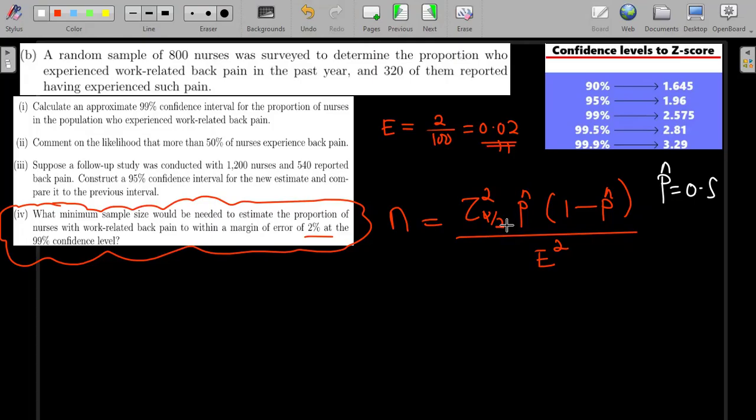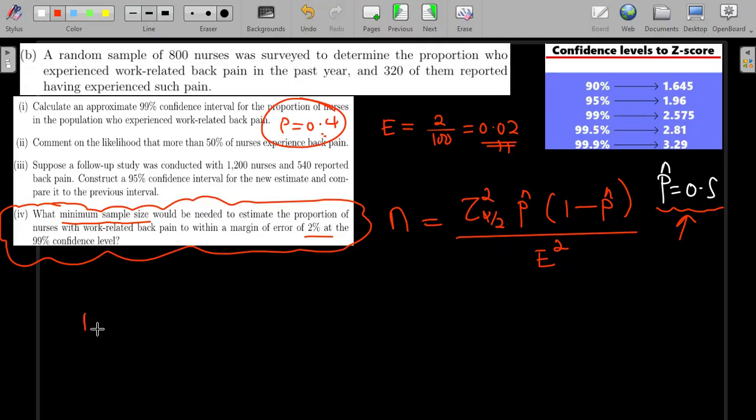So let's find it. Here they said we find the minimum sample, right? If they just said what is the sample size, then we'd use the 0.5. But here they said minimum, and 0.5 maximizes the sample size, so we can't use it. We're just going to use the original one from the question. The original one was P equals 0.4. So I'm going to use this one.